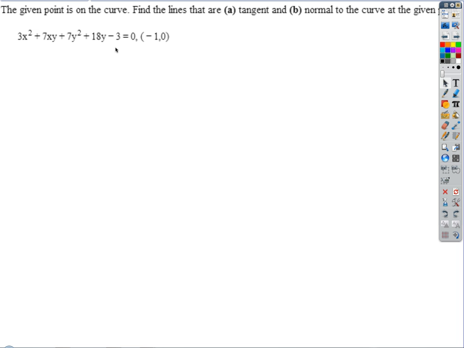If we want to find lines, all we need to find the equation of a line is a point and a slope. Well, this is the point right here, isn't it? This point is on this curve. We're trying to find the normal line and the tangent line to the curve at that point. So we've got the point, we just need slopes, right?